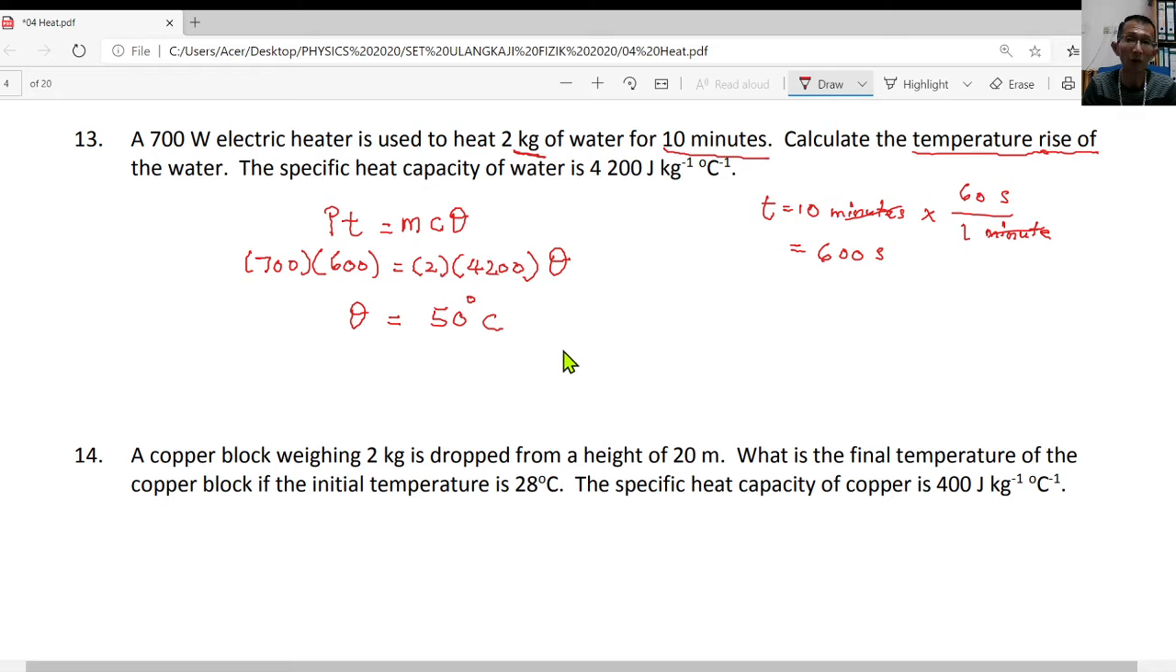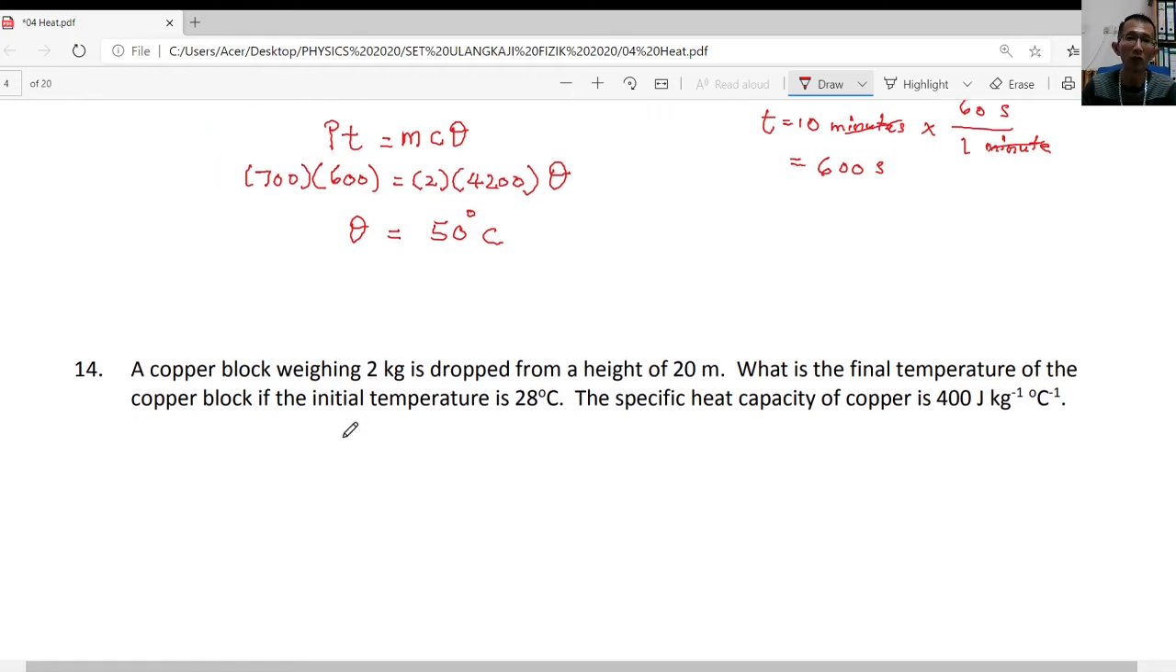Can you follow? So here we are applying the principle of conservation of energy. Electrical energy is transformed into heat energy stored in the water. All right, so let's move to the next one.